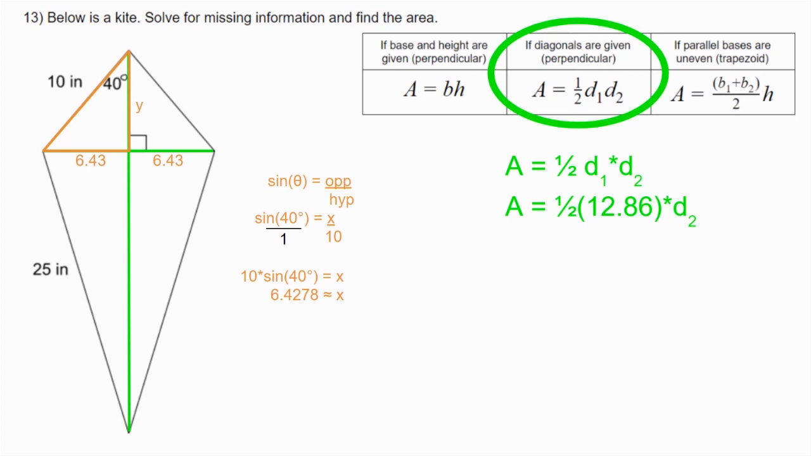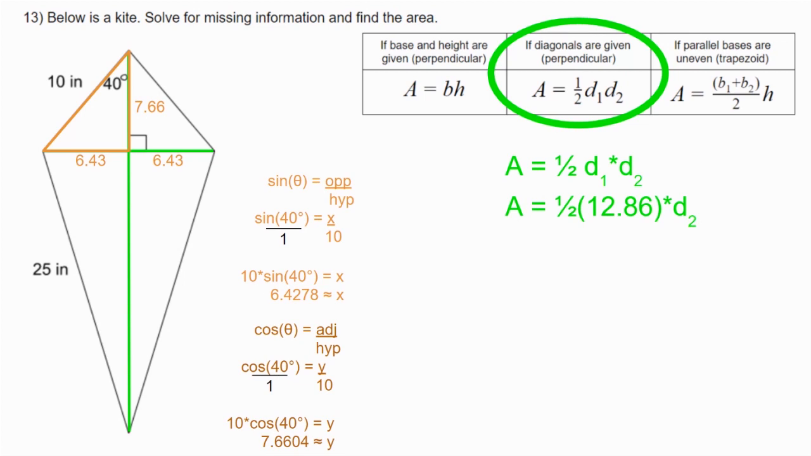Now I need to find the other diagonal. So if I solve for y using either Pythagorean theorem or trigonometry, I can use the cosine formula. So cosine of 40 degrees equals the adjacent, which is y, over the hypotenuse, which is 10. Again, put it over 1 because you have your variable in a fraction. Cross multiply, you get 10 times the cosine of 40 degrees equals y, because 1 times y is y. And since y is all alone, just type it in your calculator, and you get about 7.66. But that's not the entire diagonal.